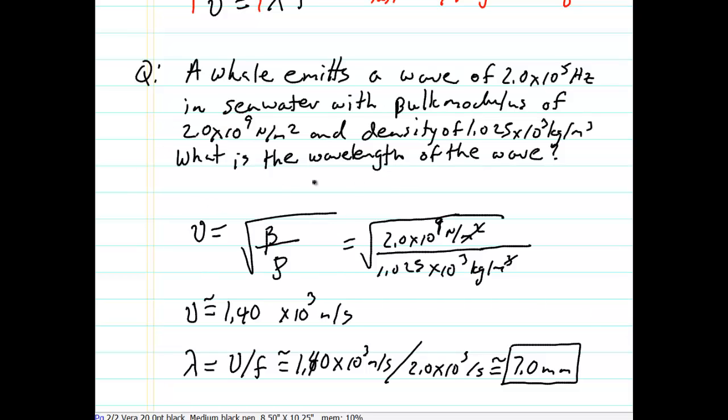So you can combine the properties, find the speed from the properties of the medium, and use the fact that v is lambda f to relate the wavelength and the frequency. Remembering that the frequency of a wave does not change when it moves between media, but the wavelength and the speed of the wave do change.